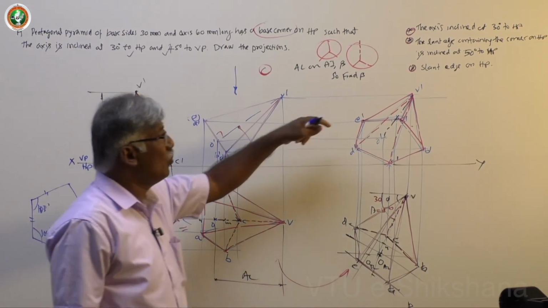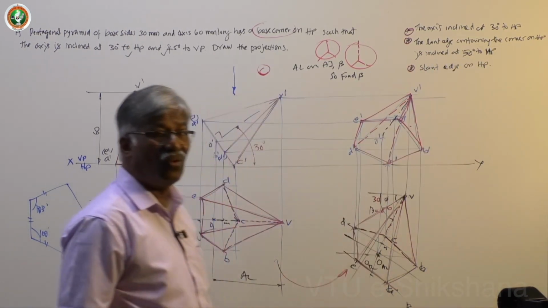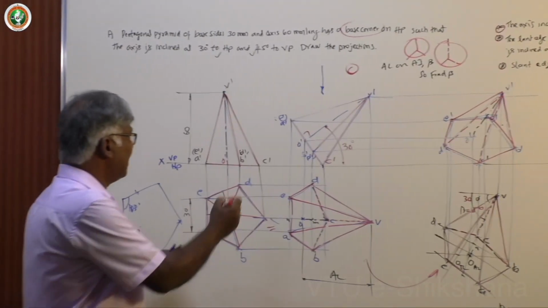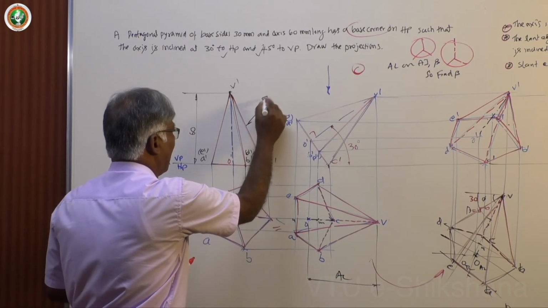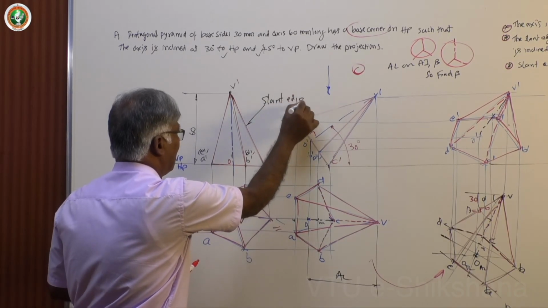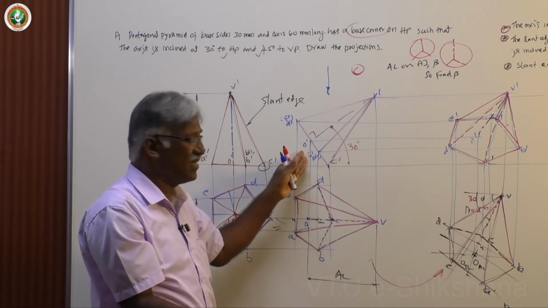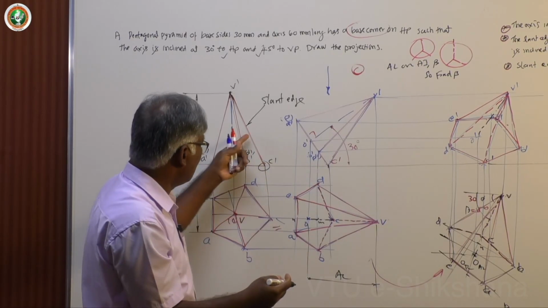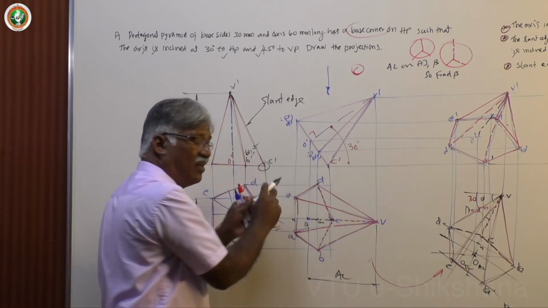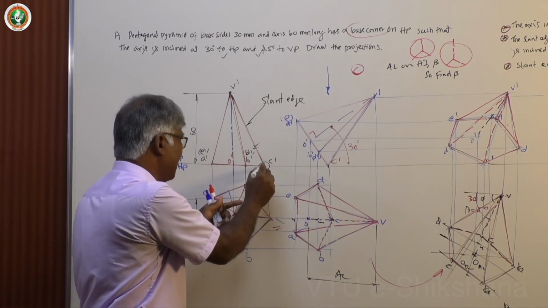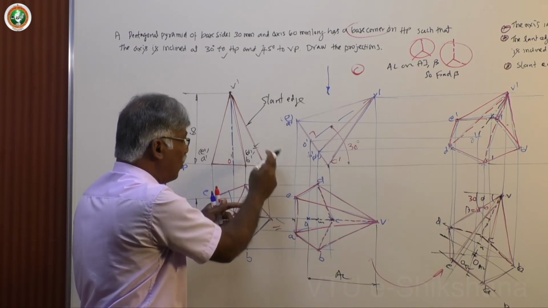Now there are 2 more cases. The slant edge containing the corner on HP is inclined at 50 degrees to HP. What you do is, this is your slant edge, and this will be placed on the ground if you rotate with the axis reference. Assume that this is the reference for you. Now you can directly rotate. In the computer, you can directly take this figure, move it, and then rotate about this point, but how much you rotate, you have to calculate all this.